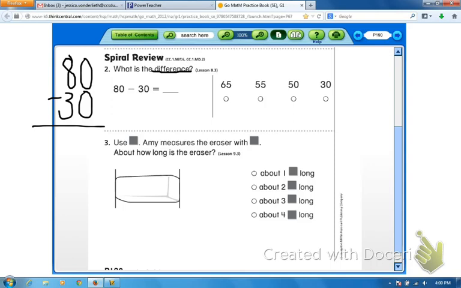And then number 3, the squares, they're about an inch square, so just think about maybe finding a square, cutting out a square that's about an inch long, and they would just use that square to measure the eraser.